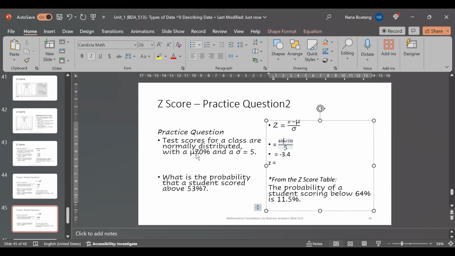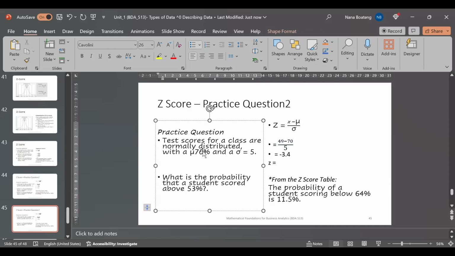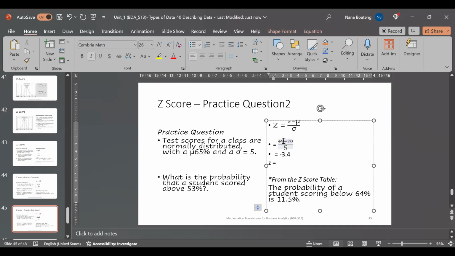Okay, this time round, let's change the mu. Let's make the mu 65%, and this one stays at 53%. So that means that this will be 53, and then this will be 65. Okay, what do you get? Minus 2.4. Really? Yes. Okay, use 67.